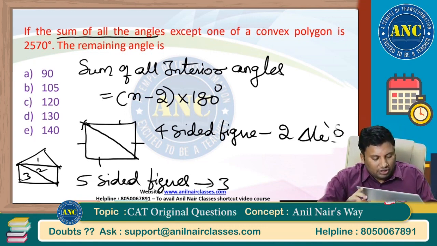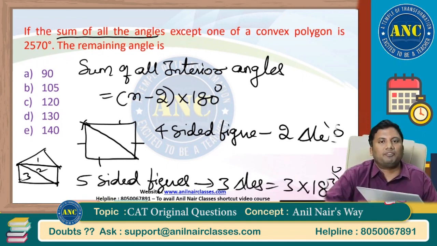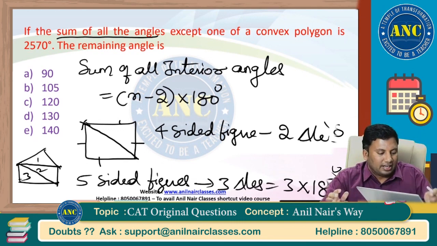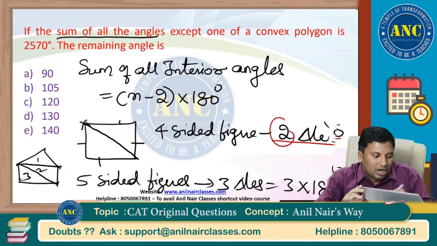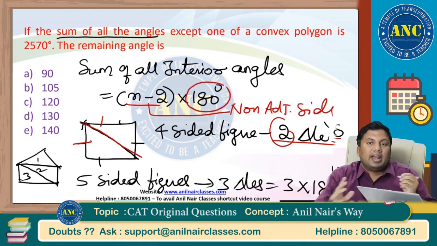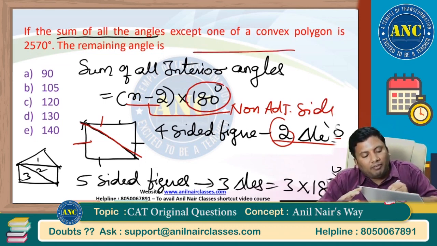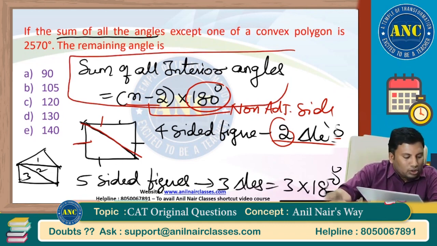I got nothing but three triangles. Sum of the triangles is nothing but 180 degrees each. Sum of all the triangles is nothing but one side. Now if you see here, a four-sided figure has got two triangles. These adjacent, not adjacent will be n minus 2. n minus 2 is nothing but the non-adjacent sides. I will get a triangle, sum is 180. Sum of all interior angles is given by n minus 2 into 180 degrees.